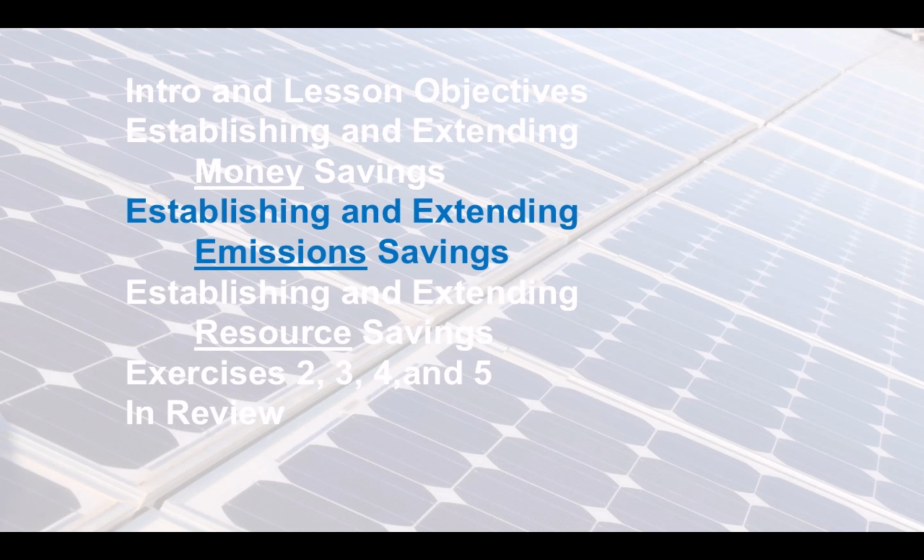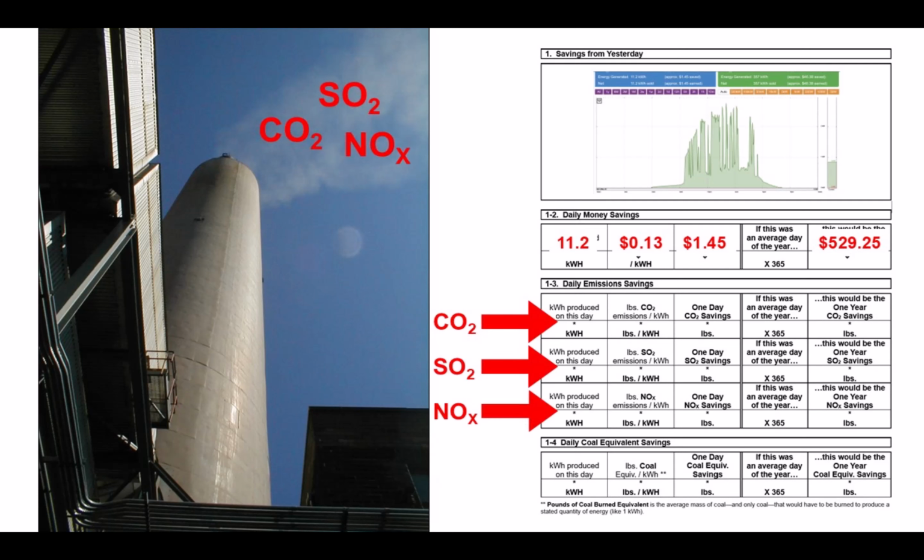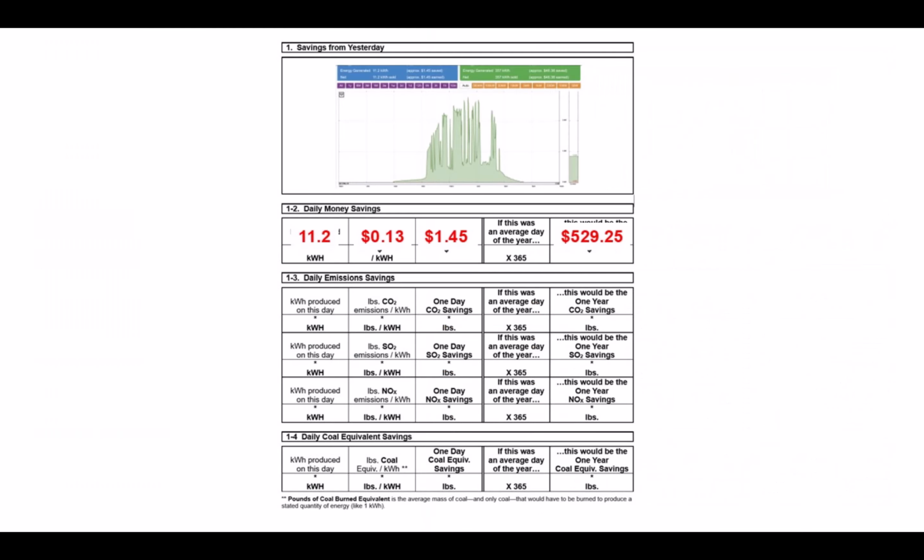Now we'll establish and extend emission savings from your array yesterday. We'll focus on the 3 primary air emissions saved by using a renewable energy system. They are carbon dioxide, sulfur dioxide, and nitrogen oxides. The first part's easy. You've already determined the energy generated for one day. You may recopy that number in the first column, kWh produced on this day, down the page.